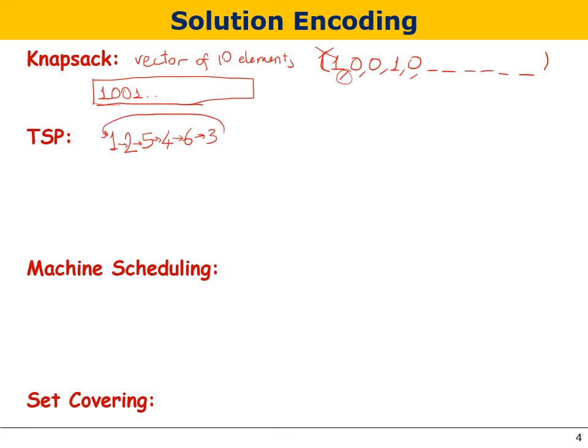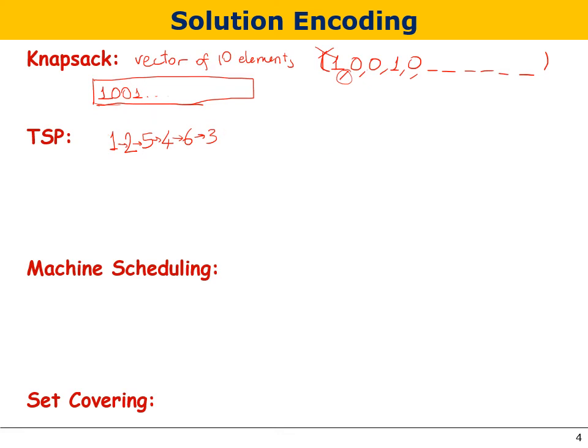Since this is a tour, which means that we are returning back to 1, the starting point is not important. Since it is a circle, what is the starting point of a circle? Did you start from here, or from here, or from here? It doesn't matter, right? So we can represent the solution with the ordering of the cities in this way.